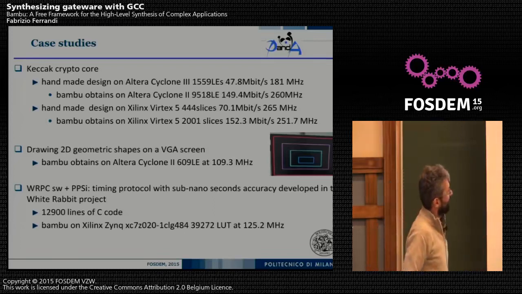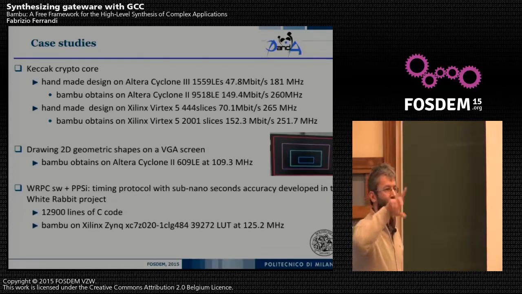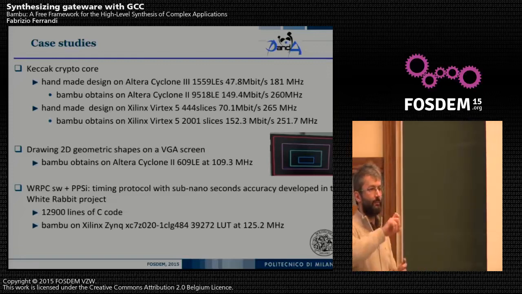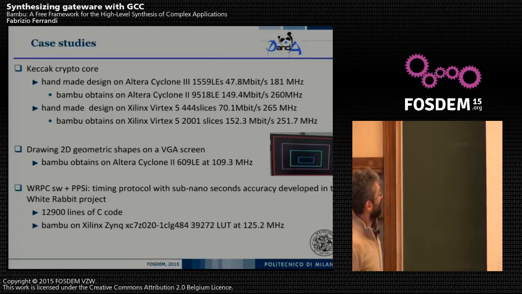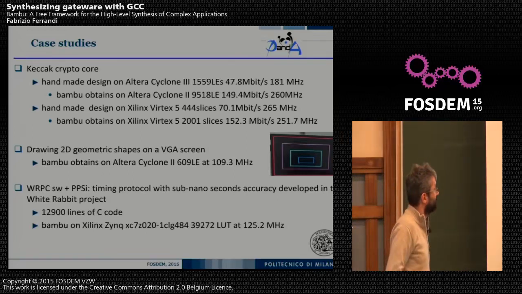The second example is a nice kind of thing that one of my students does: writing some rectangle or circle on a VGA screen, just exploiting some C primitives and having integrated that with a standard core. Finally, we have even tried to synthesize and see which kind of C support we are able to have. And we start from an open source project developed at CERN with other partners.